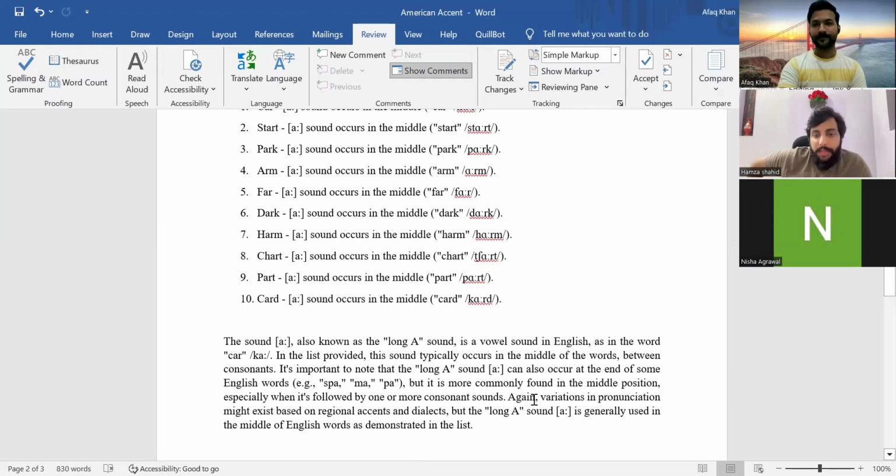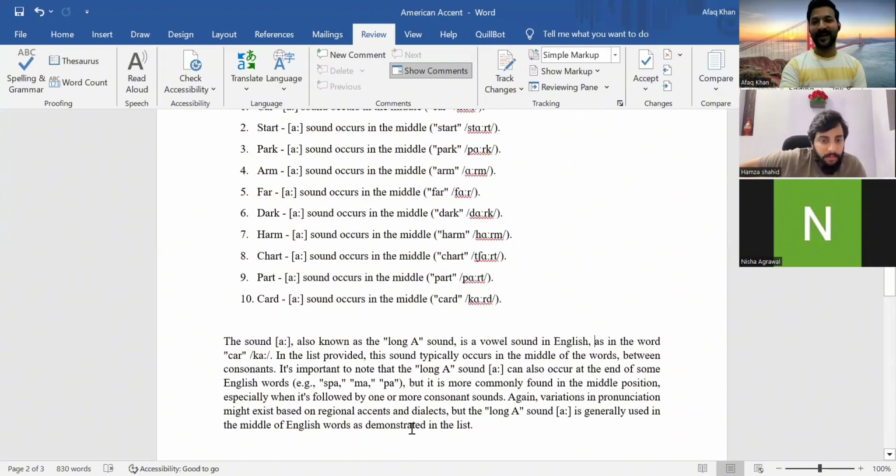Again, variations in pronunciations might exist based on regional accents and dialects, but the long A sound is generally used in the middle of English words, as demonstrated in the list.